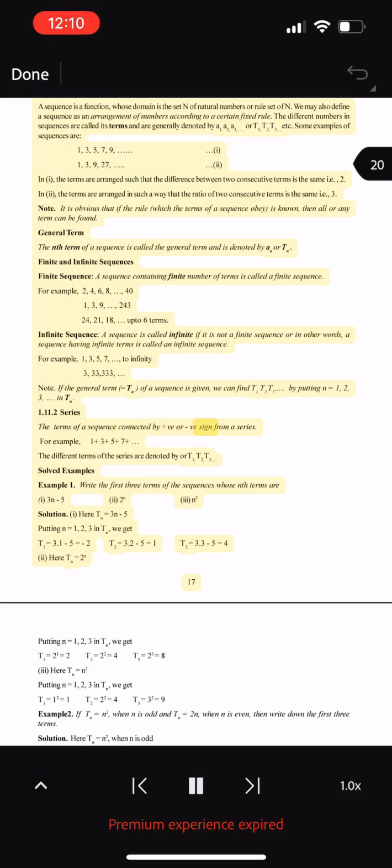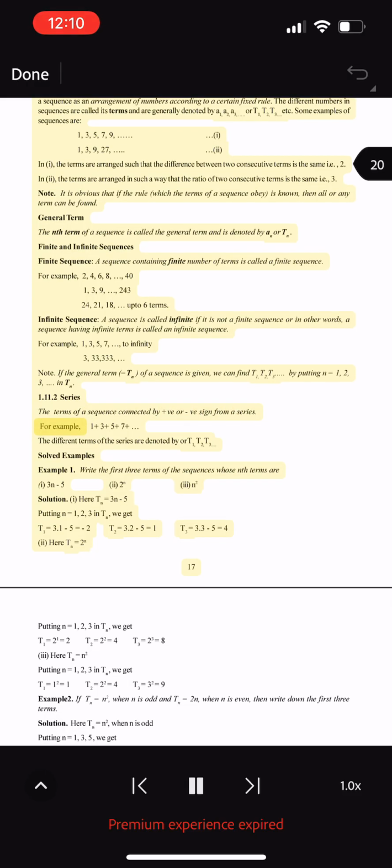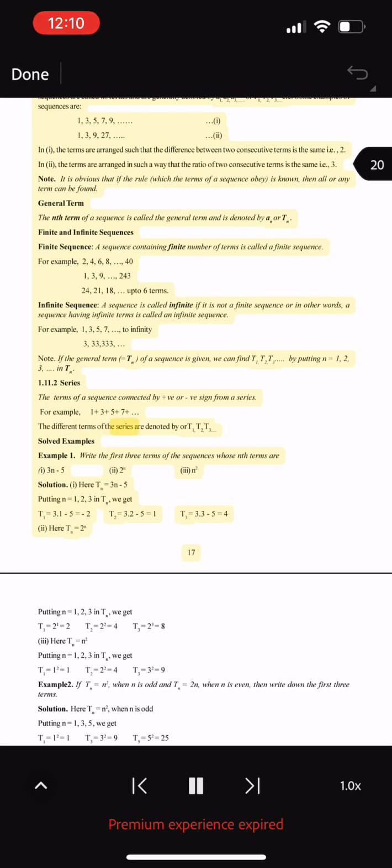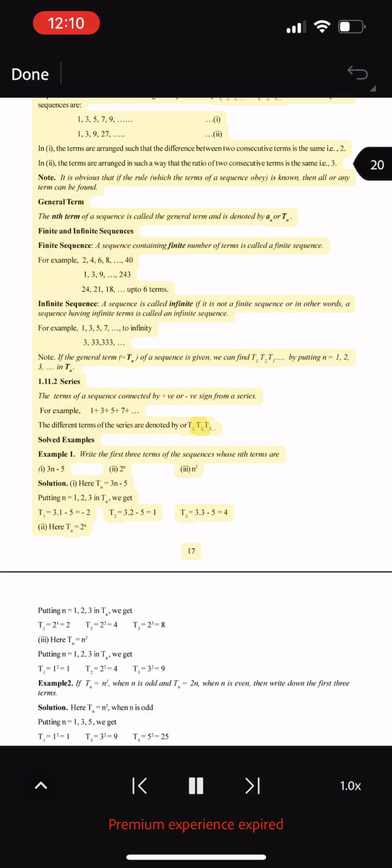Series: the terms of a sequence connected by plus or minus signs form a series. For example, 1 plus 3 plus 5 plus 7 plus. The different terms of the series are denoted by a1, a2, a3 or t1, t2, t3.